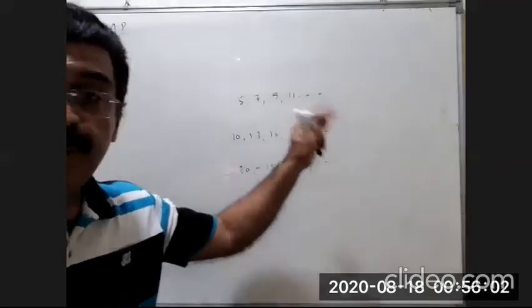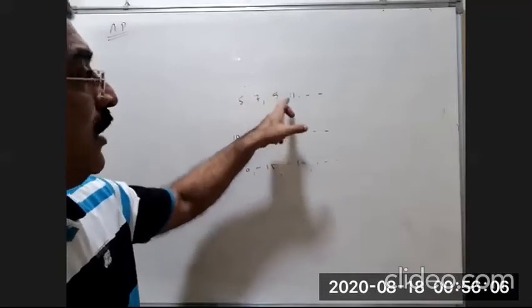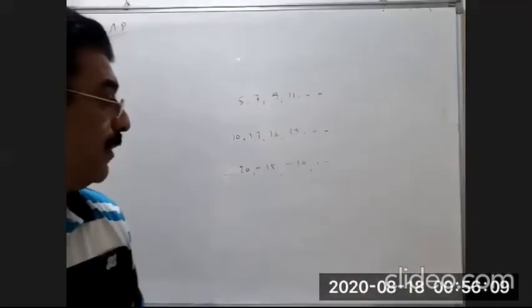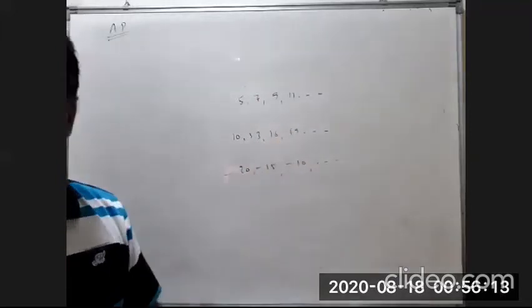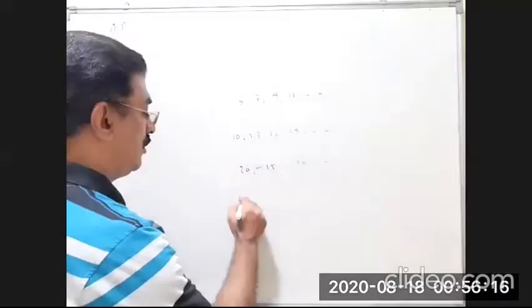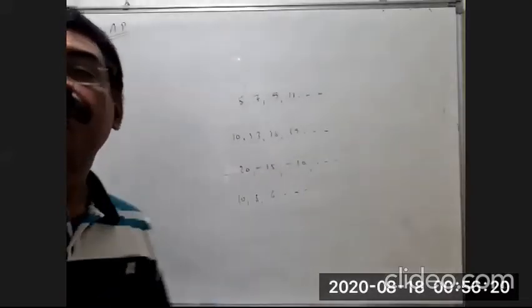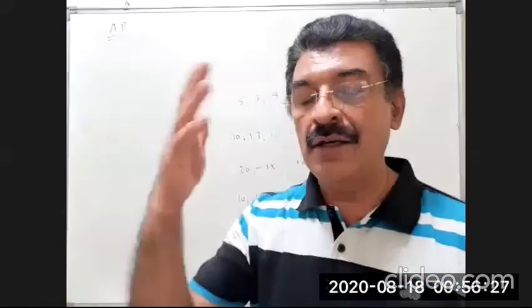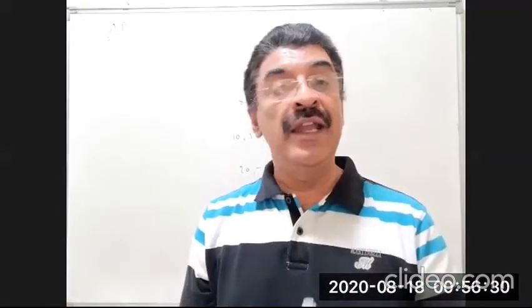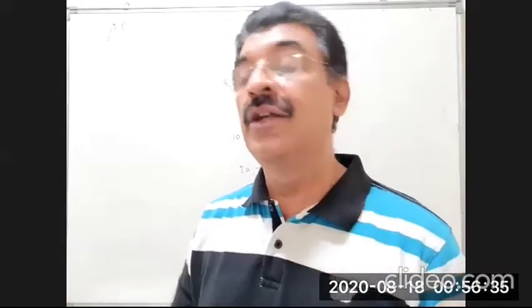So here, what's the speciality of the sequence of numbers? If we keep on adding 2, we get the next number. Keep on adding 3, we get the next number. Keep on adding 5. Similarly, 10, 8, 6, etc. Keep on adding minus 2. So these are AP. In AP, to get the next term, we keep on adding a fixed number. This fixed number is called the common difference. You learned it.